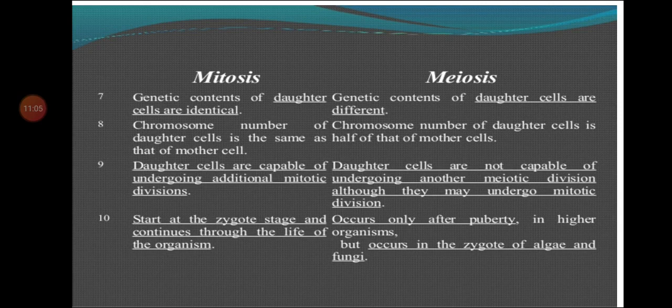Okay, so all these were the distinguishing points between mitosis and meiosis. Out of these 10 points, you need to study at least 6 points from the exam point of view. At least 6 points you should know, then you can write. So just remember this.